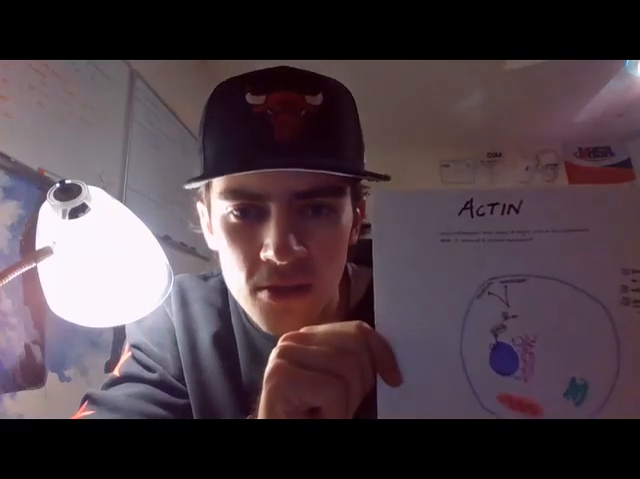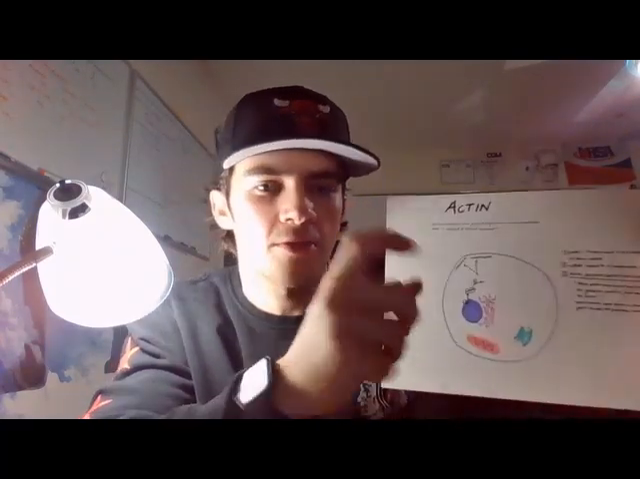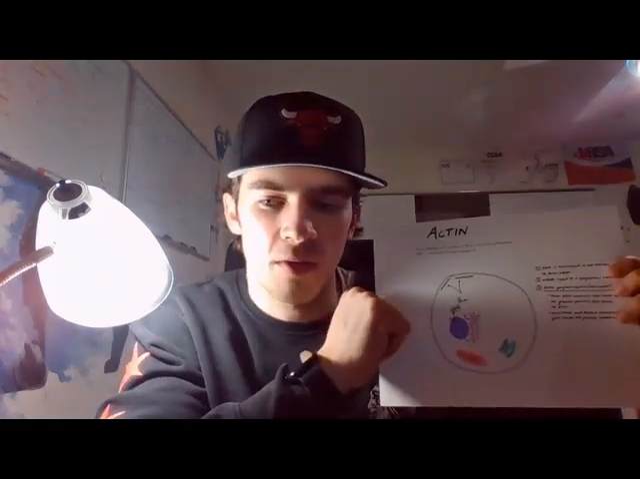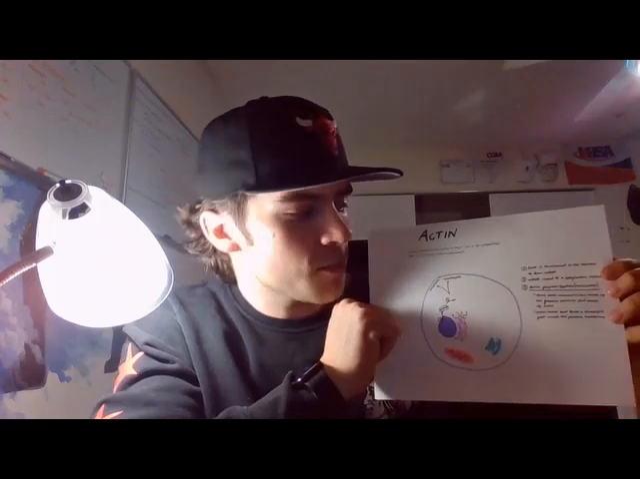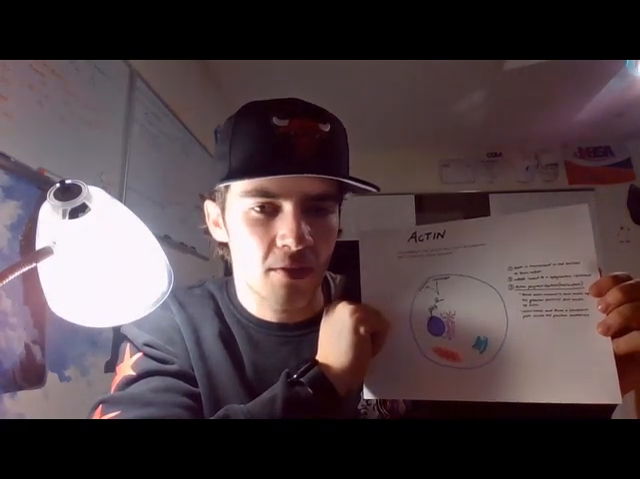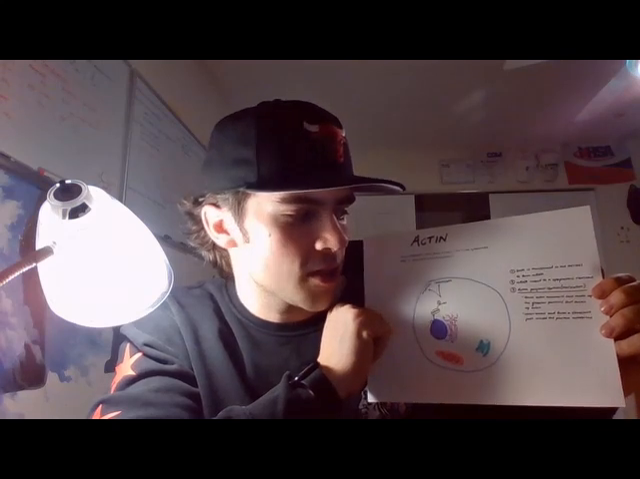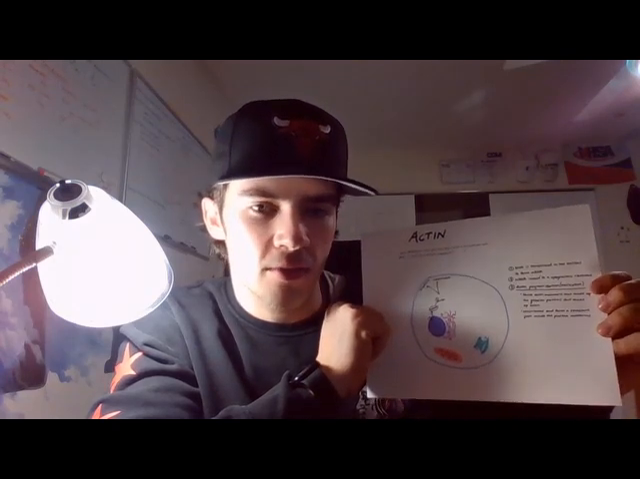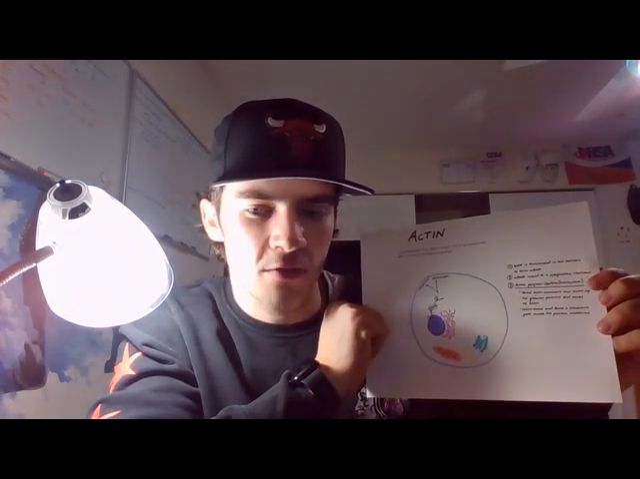And if you could see closely, I drew two different colors to show that they're intertwined. And then in the production of movement, which is one of the functions, actin interacts with myosin, and myosin is a motor protein, and that is what is responsible for the contraction of muscle cells.